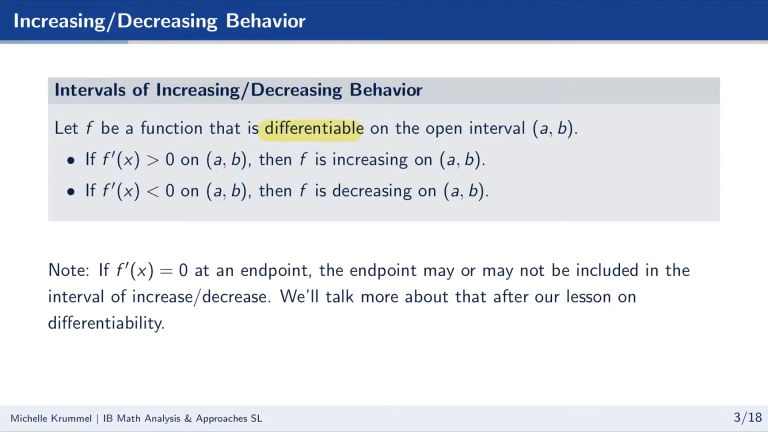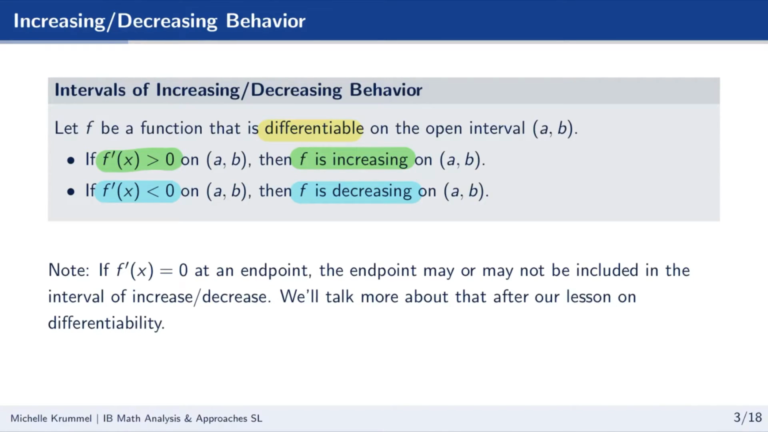If f prime of x is greater than 0, that's another way of saying positive. If f prime of x is positive on an interval from a to b, then the function f is increasing on that interval. Okay, so if f prime is positive, f is increasing. We want to be able to make that connection there. If f prime is negative, then f is decreasing. Wherever f prime is negative, f is decreasing.